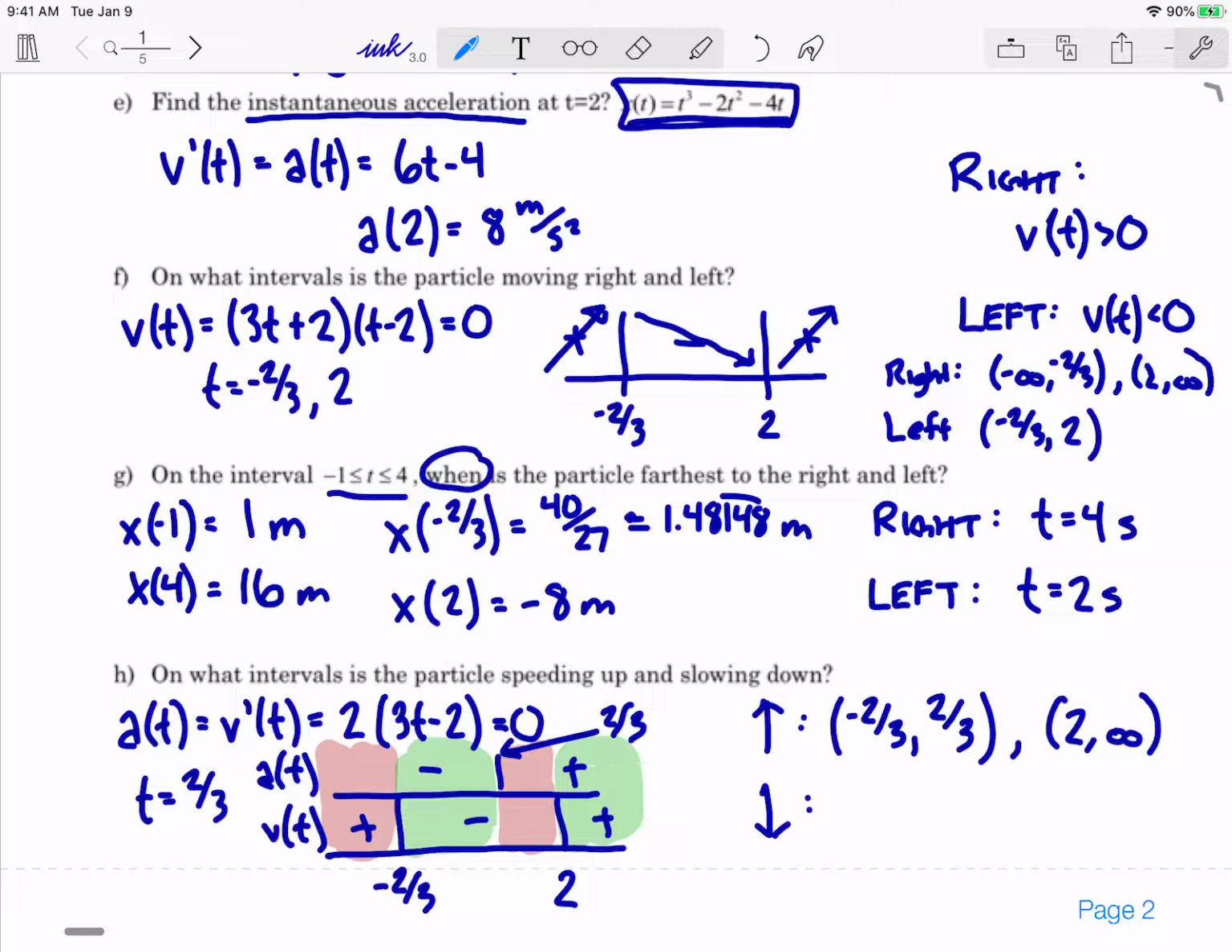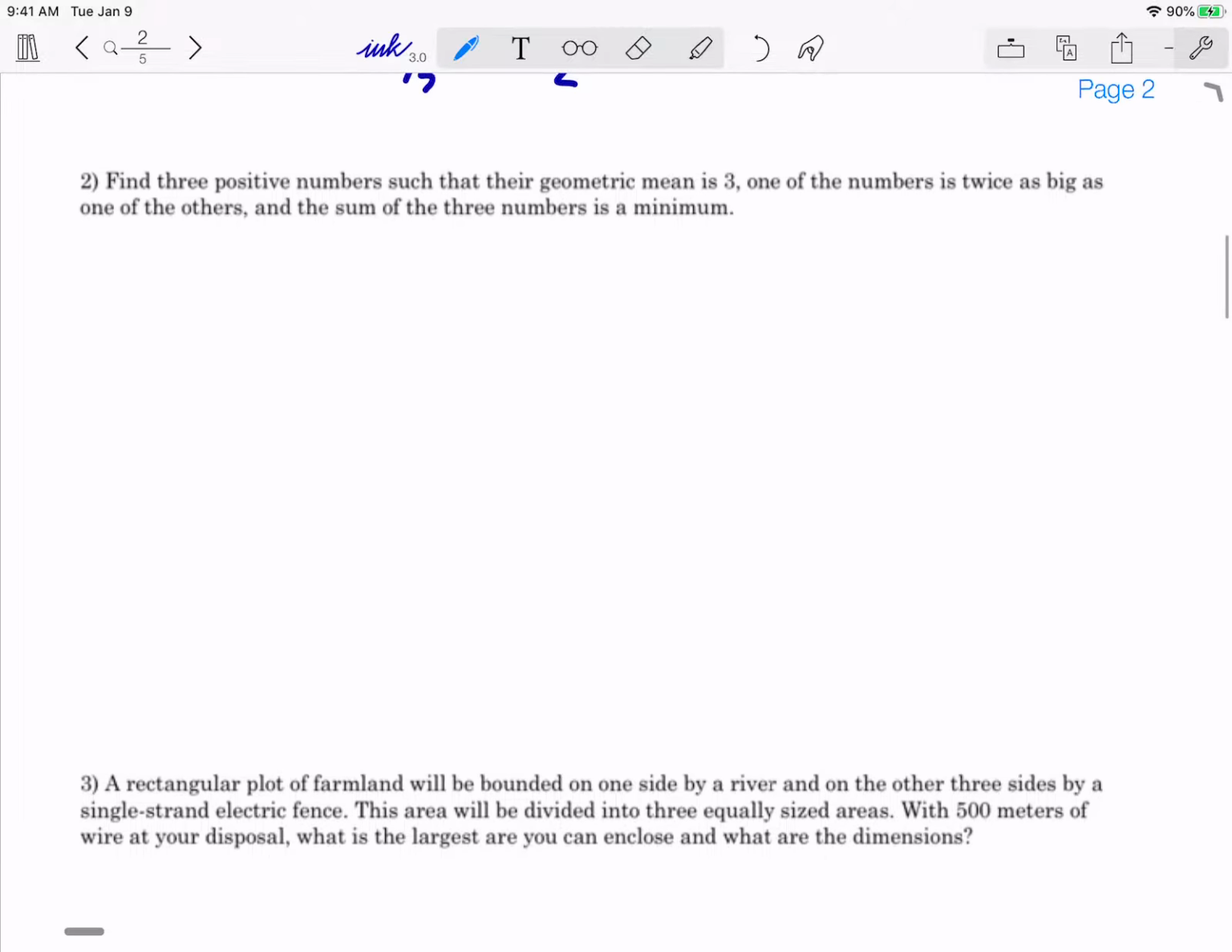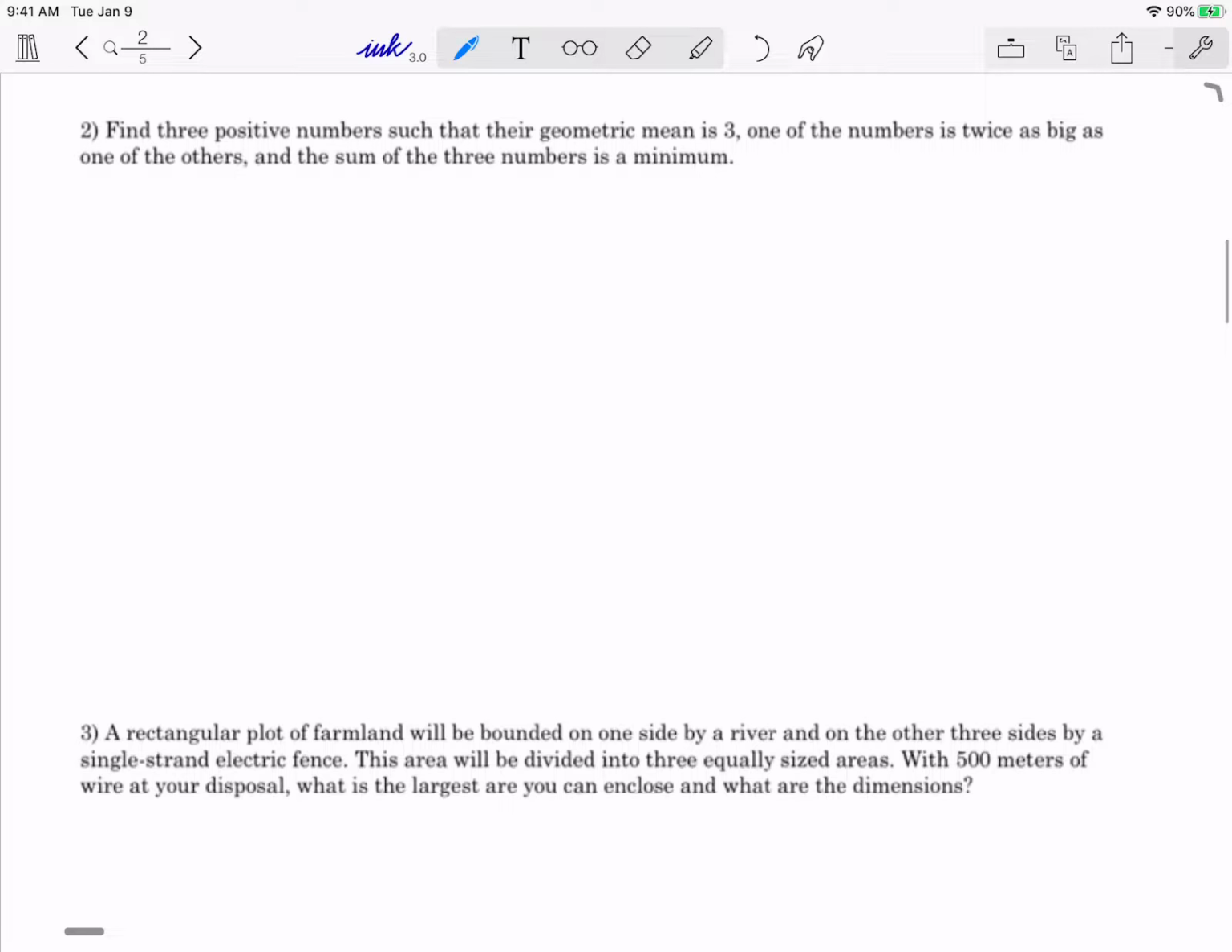So I'm slowing down from negative infinity to negative 2/3, and from 2/3 to 2. So some good concepts covered here. Make sure you review and slow down as needed.